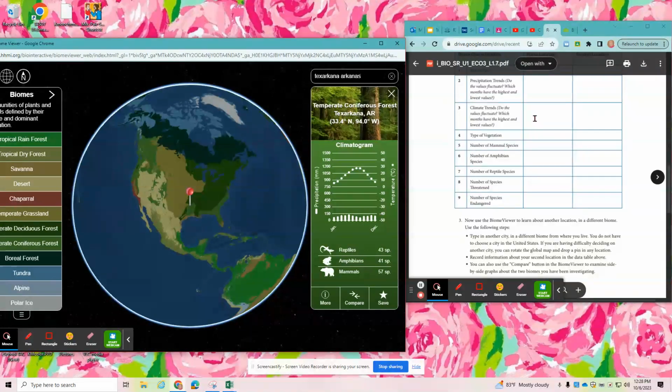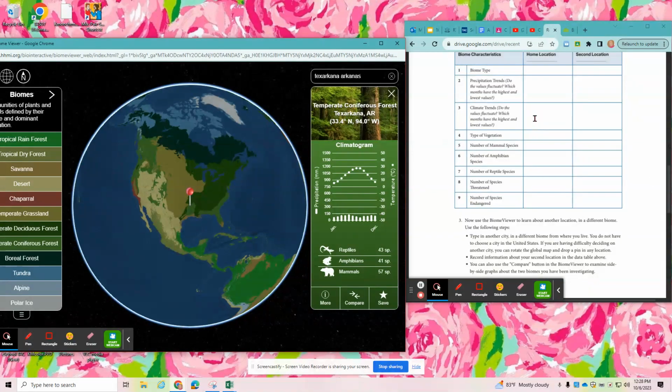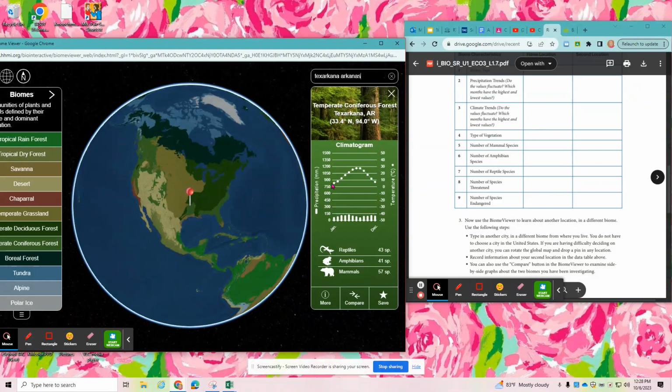Then the next one, we're going to be looking at the climate, the temperature. So our temperature increases in the summer months and then decreases in the winter months. Which months have the highest and lowest? Our highest is going to be, again, January, February, March, April, May, June, July, and August are about the same, with January being the absolute lowest. So that's what you're going to write in these two boxes right here.